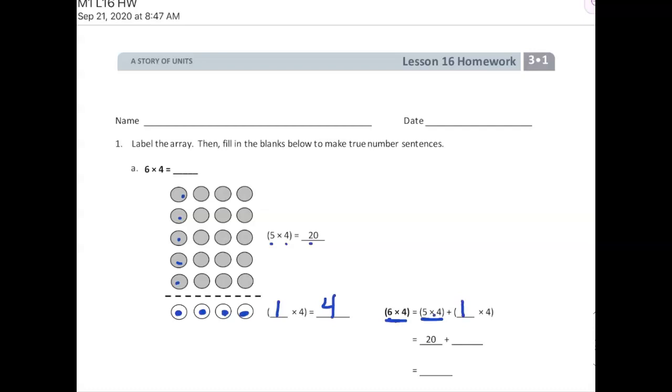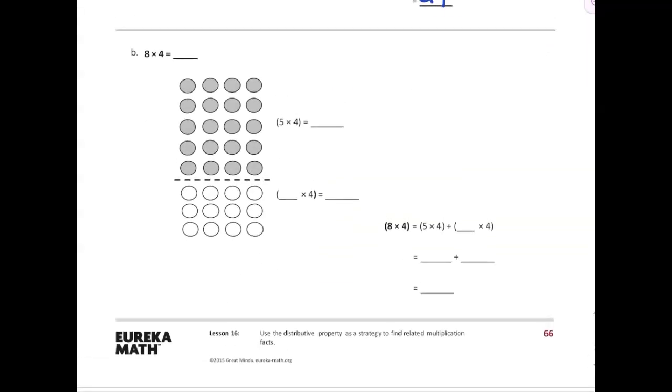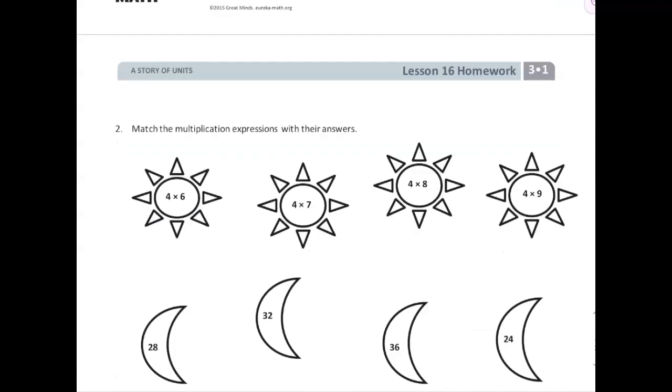So we are left with 1 row of 4, and 1 times 4 is 4. So over here, 6 times 4 is equal to 5 times 4 plus 1 times 4. 5 times 4 is equal to 20. 1 times 4 is equal to 4. And 20 plus 4 is 24. So we can go back up here and fill in the answer. You're going to do the same thing for letter B. You're decomposing 8 times 4 into some simpler problems.